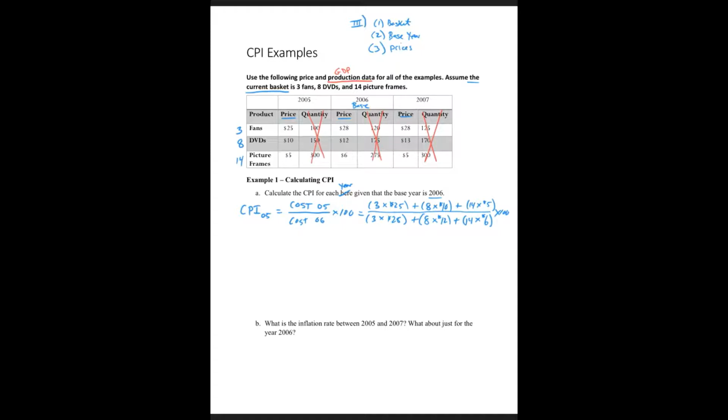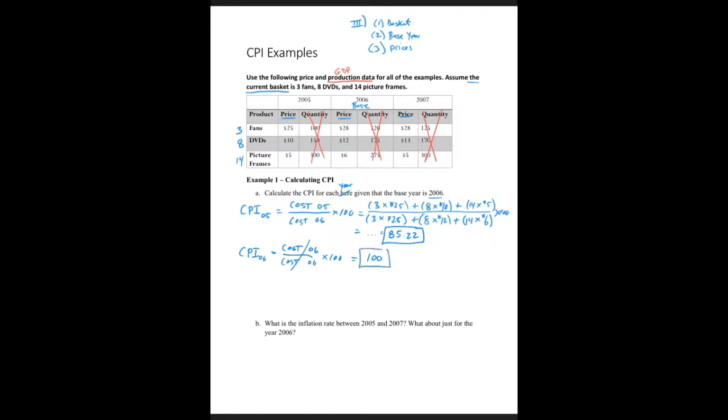I don't want to spend a bunch of time on plugging numbers into a calculator on a YouTube answer key video. So you can just plug this in yourself, or just trust me that this is 85.22. That is your CPI in the year 2005. Now, what about the CPI in the year 2006, which is our base year? Well, the cost in the year we're looking for, which is 06, divided by the cost in the base year, which is 06, times 100. Those are going to cancel out. So this is just going to be 100.